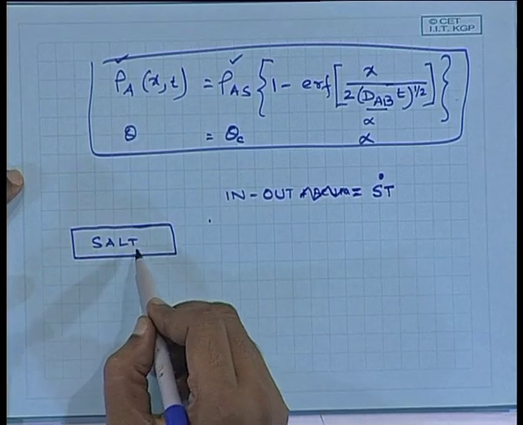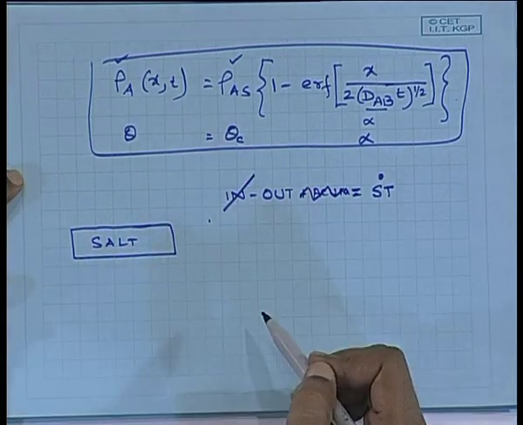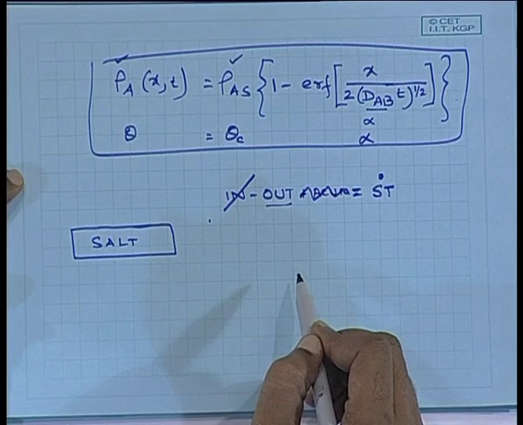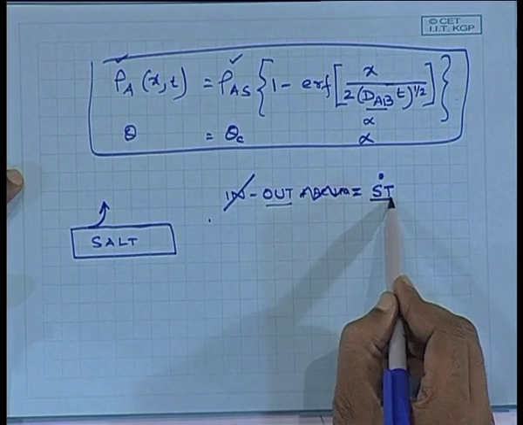Is there any salt you are adding to this control volume? No. So, this is 0. What is the out term? The dissolution that you are going to have in water. And what is the stored term?